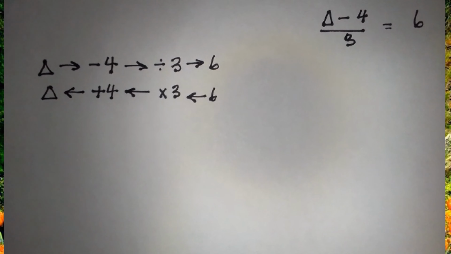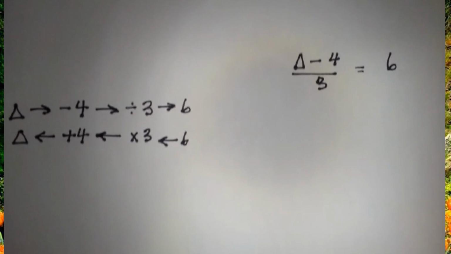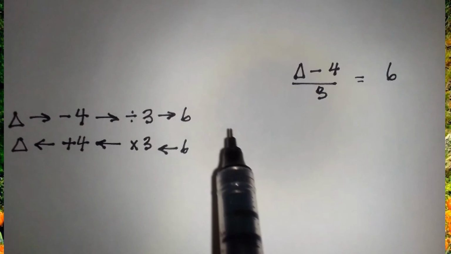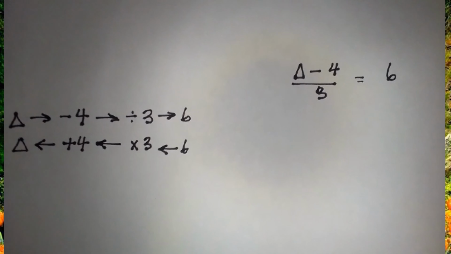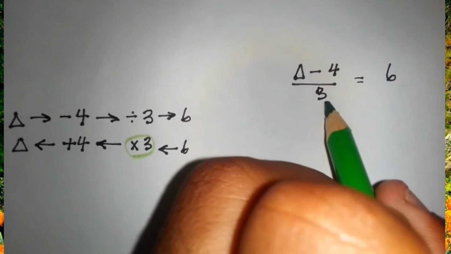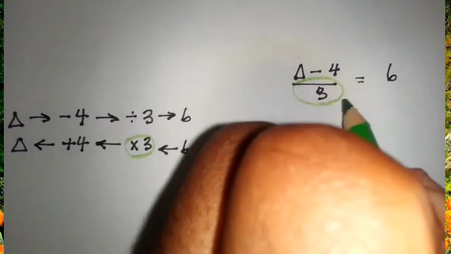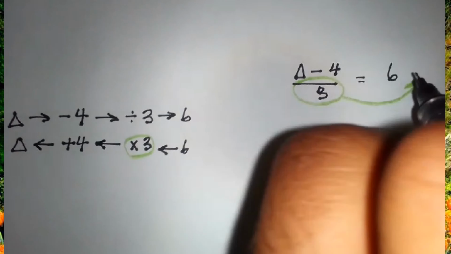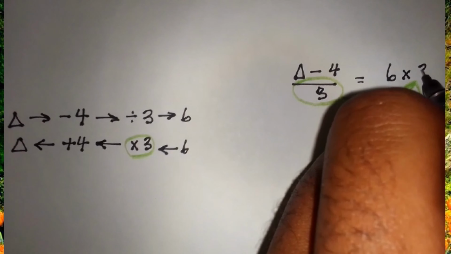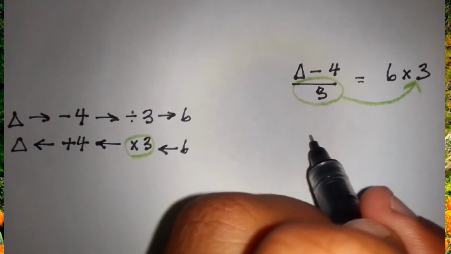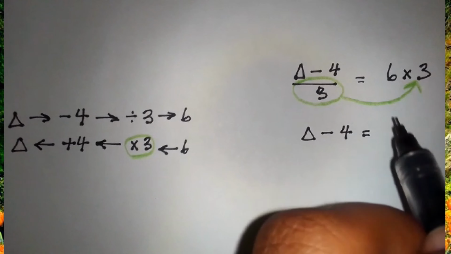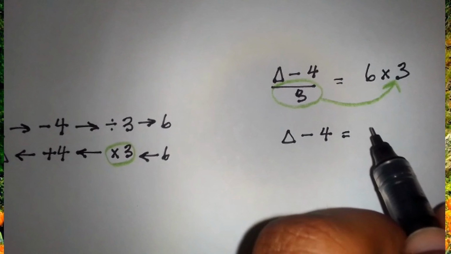So I'm going to try my flow chart and see if it actually works. So my flow chart says to find triangle, I must first start at 6, then multiply by 3. So I'm going to multiply by 3. So I'm moving this divide by 3 across the equal sign. So this divide will change to multiply and I will keep my 3. So triangle minus 4 is going to be equal to 6 times 3, which is 18.